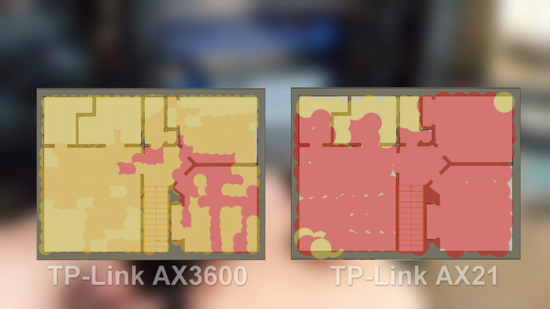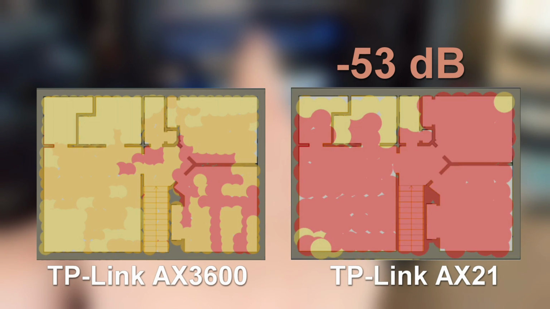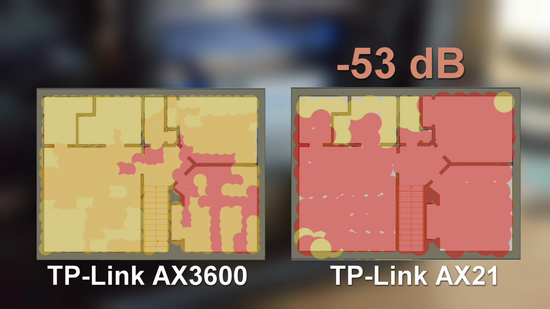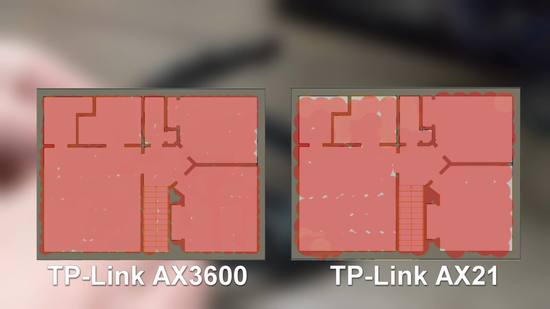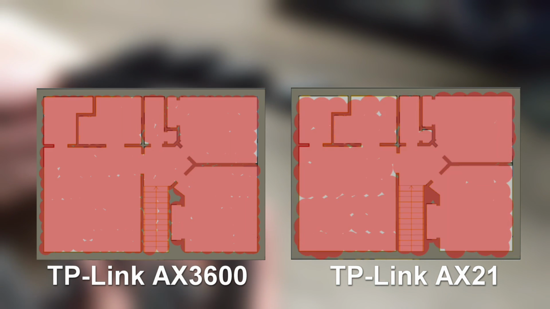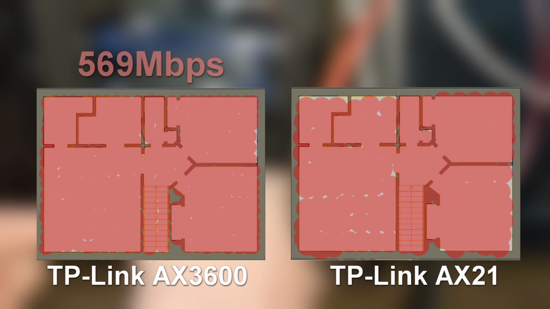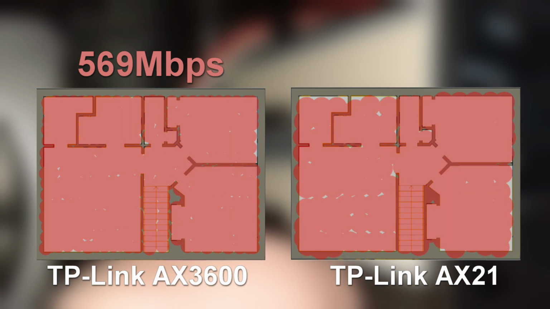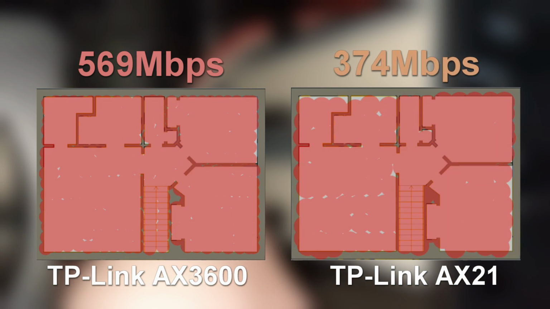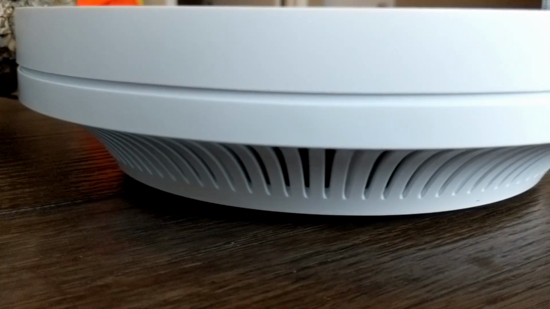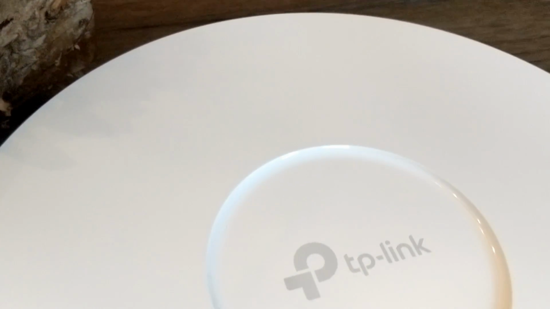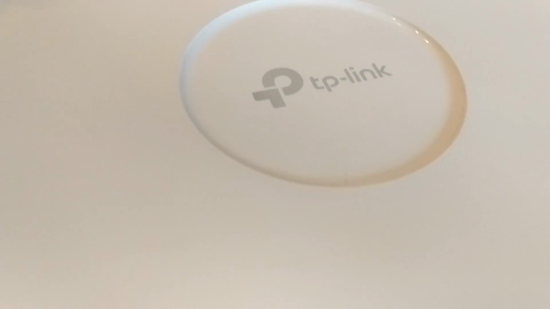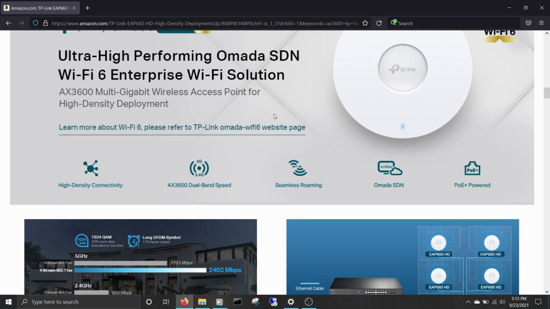On the second floor, the AX21 gets a respectable negative 53, while the AX3600 gets a negative 56. However, the link speeds win clearly goes to the AX3600, 569 megabits per second, while the AX21 can only manage 374. The signal strength seems a bit lower, but it hits good numbers where it counts. From my experience, it's hard to go wrong with TP-Link. We had no issues with it, but where does this access point fit in?